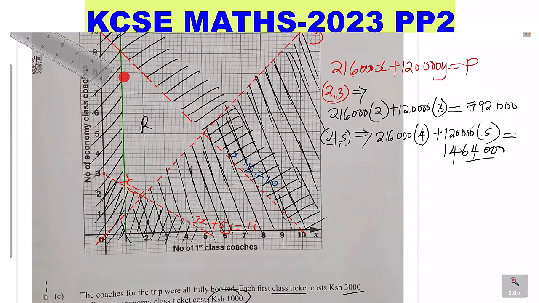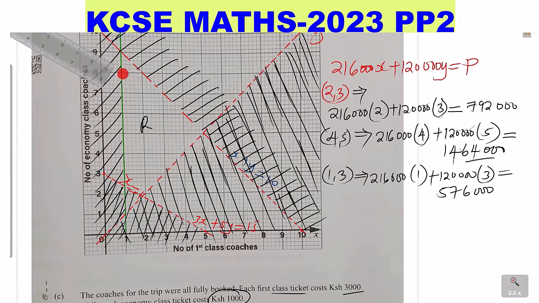The next one you need to inspect is (1, 3). We can pick along this straight line here. We don't need to pick all the points. You can pick the lower one here and the upper one, and that will be enough. So I'll pick (1, 3) here and substitute in the objective function: 216,000 times 1 plus 120,000 times 3, and this one will give 576,000.